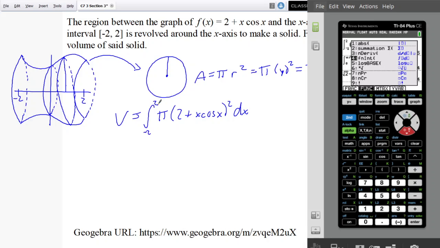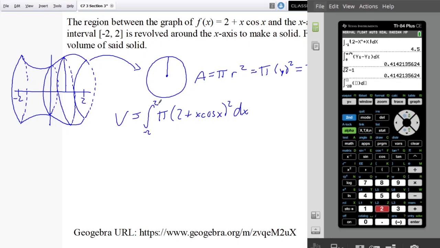The alpha window 4 integral from -2 to 2 of pi times (2 plus x cosine x) squared dx. Watch my parentheses here so that I get all of that 2 plus x cosine x squared. We get a total volume of 52.429 cubic units here.